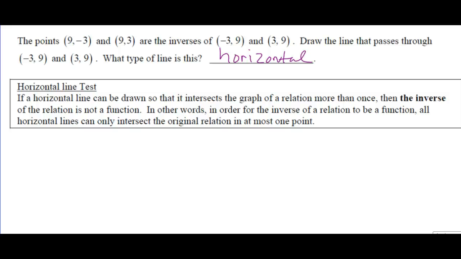This may come as a surprise. If a horizontal line can be drawn so it intersects the graph of a relation more than once, then the inverse of the relation is not a function. In other words, in order for the inverse of a relation to be a function, all horizontal lines can only intersect the original relation in at most one point. Okay. And it makes sense then that the horizontal line test, when you interchange x and y, becomes the vertical line test. Right? Because the horizontal line test dealt with what are the x values, and the vertical line test deals with what are the y values, and when we do inverse, we interchange.